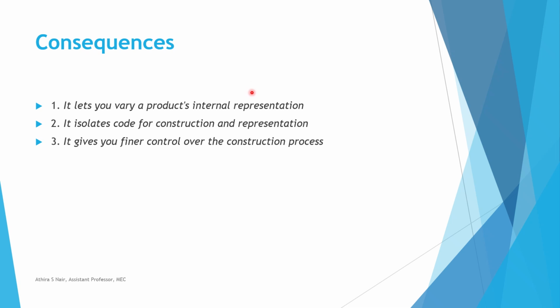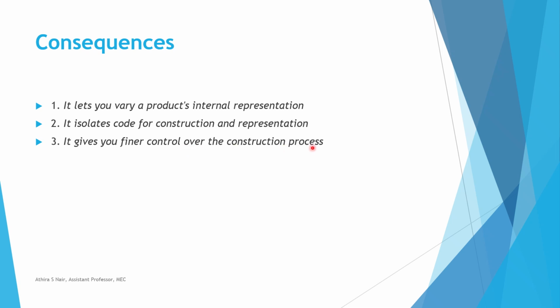The consequences are, it lets you vary a product's internal representation. That is, the builder object provides the director with an abstract interface for constructing the product. The interface lets the builder hide the representation and internal structure of the product. It also hides how the product gets assembled. And it also isolates code for construction and representation. That is, the builder pattern improves modularity by encapsulating the way a complex object is constructed and represented, and it gives you fine control over the construction process.